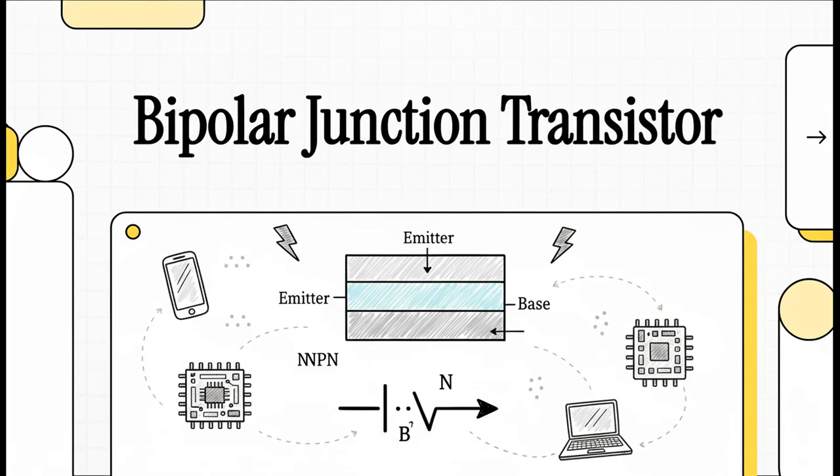You ever stop and think about what's actually inside your phone that makes it work? Or your computer? It all boils down to this one tiny, incredible component invented decades ago that is literally the bedrock of all modern electronics. Today, we're pulling back the curtain on the Bipolar Junction Transistor, or the BJT.